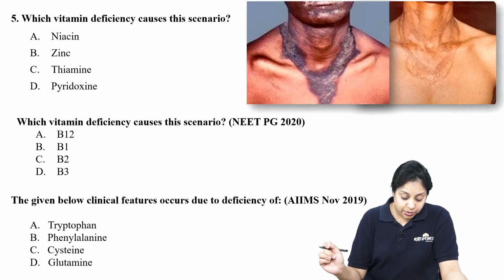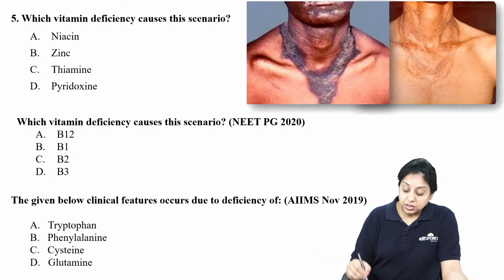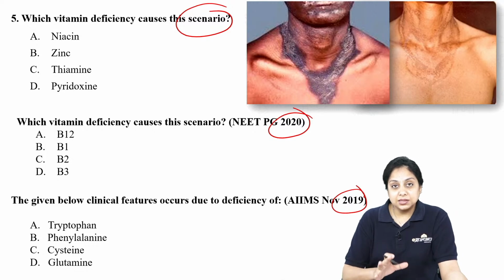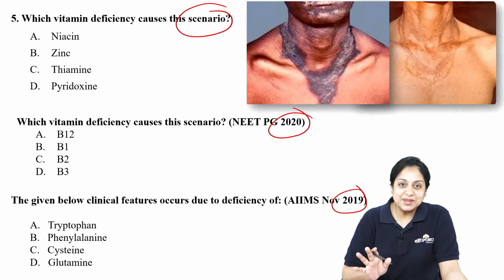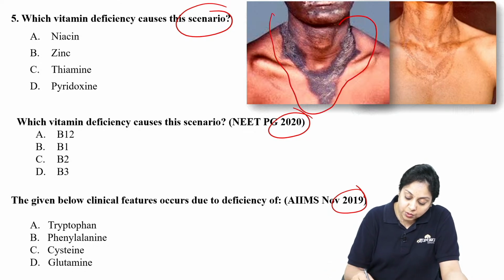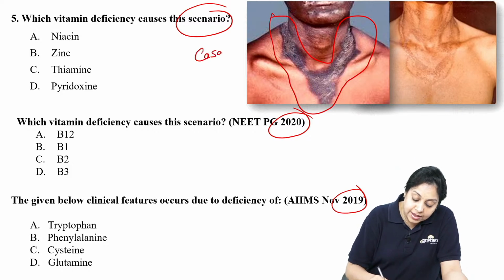Now this is the question which was there in 2019, 20, 21. Every year they ask this question. So remember, this question is very, very important. Which vitamin deficiency caused this scenario? What do you see in this? This is your Casal's necklace, whatever way you want to see it.